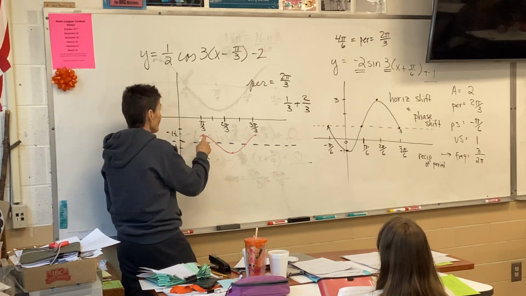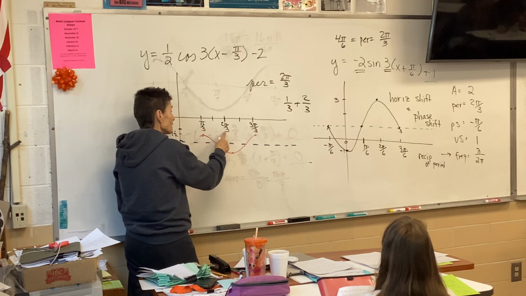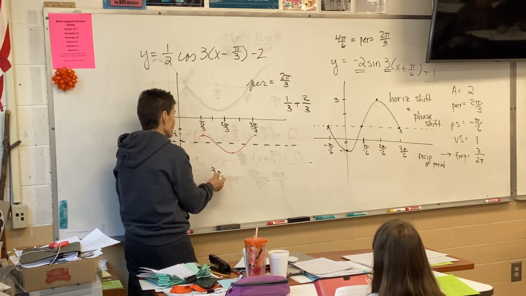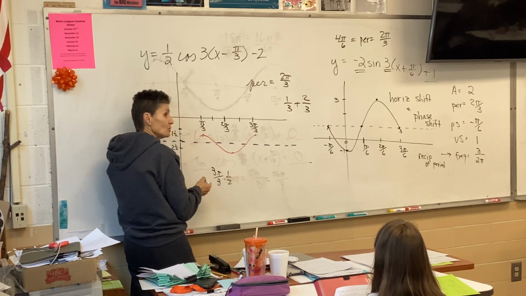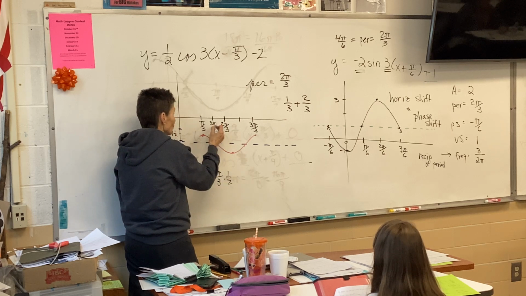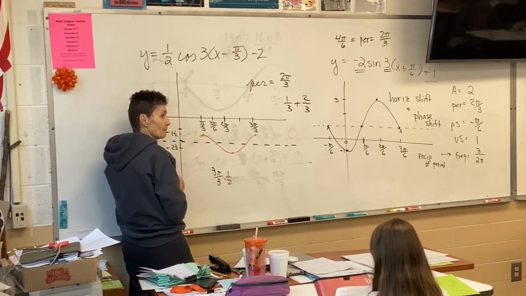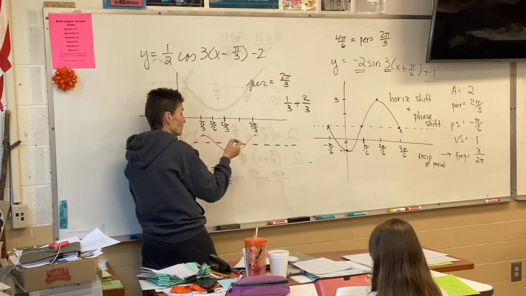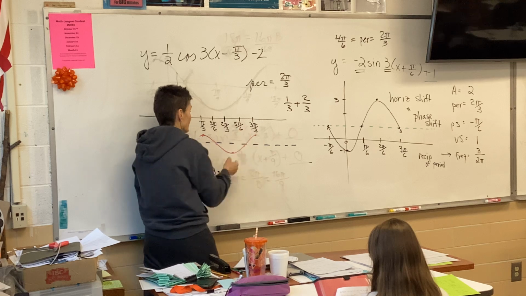All right, here we go. One more. 1/3 and 2/3 makes 3/3, but I'd like to divide that by 2, so this is going to be 3/6. And 2/3 and 3/3 is 5/3, so that one's going to be 5/6. There we go.